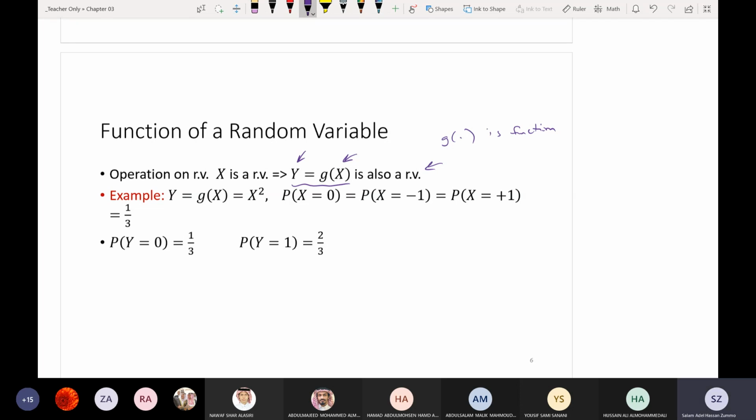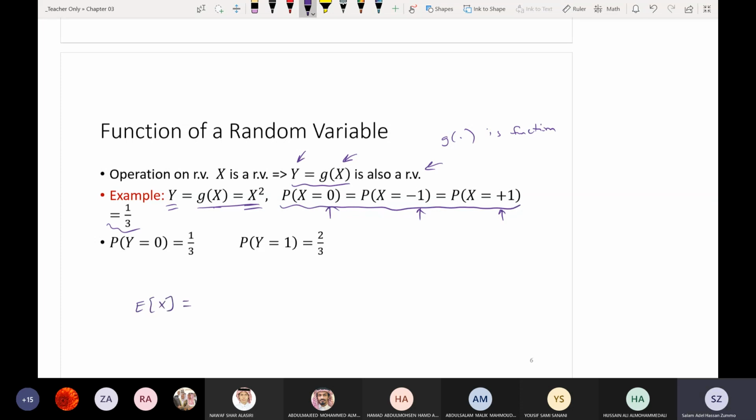For example, if x was a random variable that has equally probable numbers 0, -1, or 1. Okay? Then if I define y to be g of x, which is x squared, then y here is a new random variable, right? First of all, let's calculate what is the expected value of x.